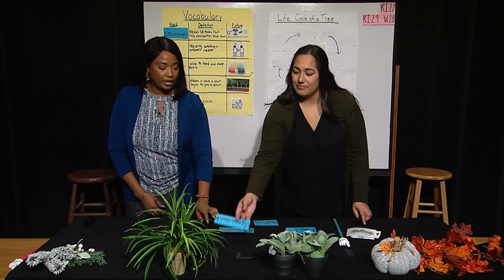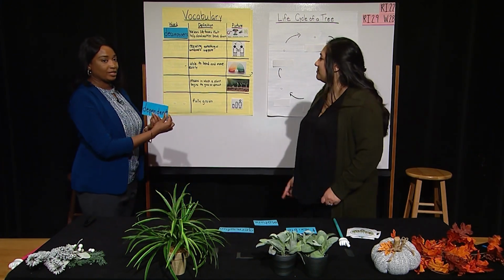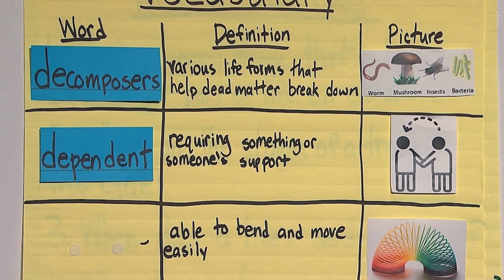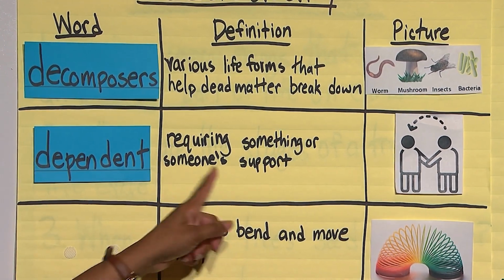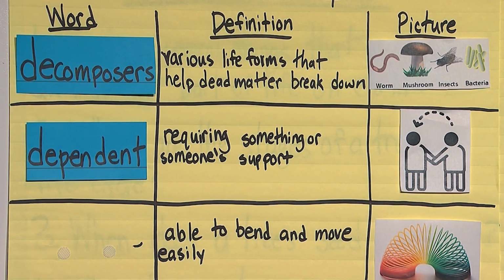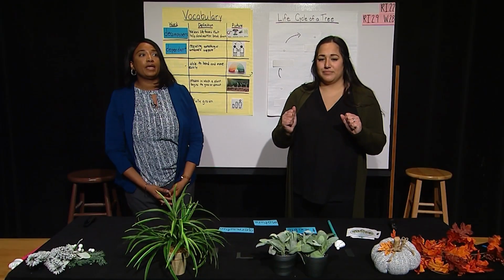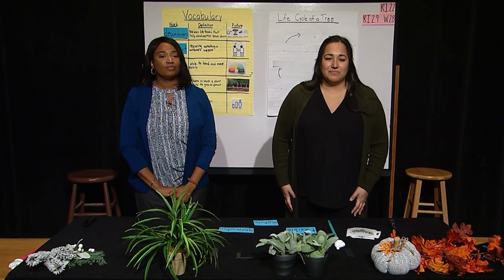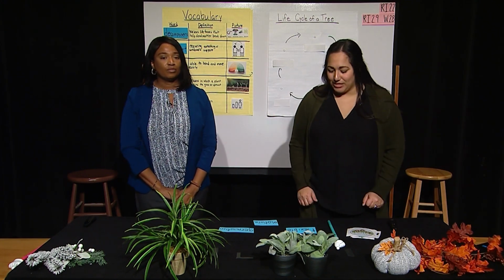Our next word is dependent. What's our word? That's right, dependent. Dependent means requiring something or someone's support. We could say that most nations are dependent upon our oil. Let's do our hand motion for dependent. Good job. Now let's do our next word.